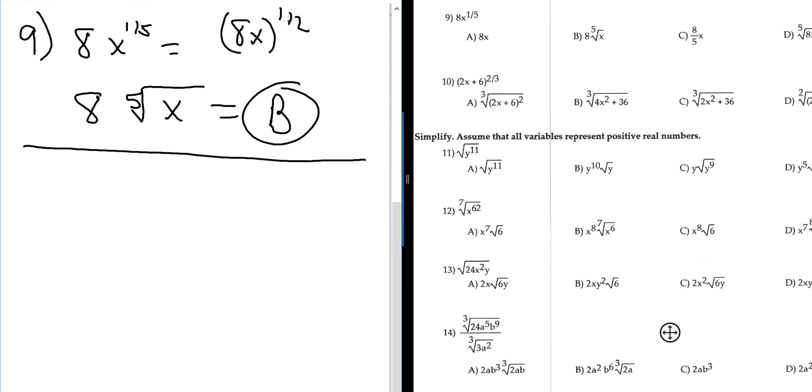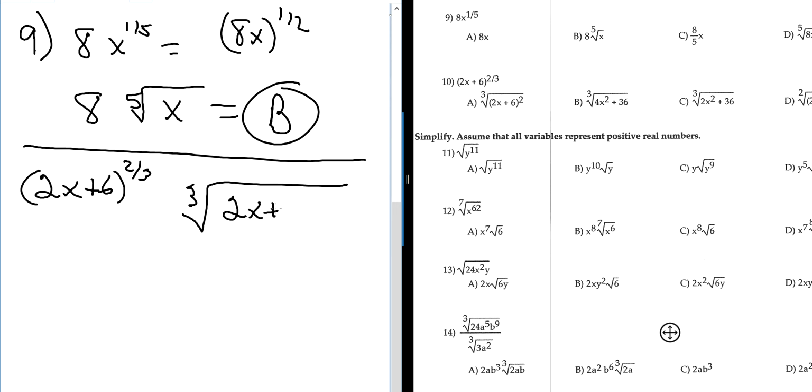Number 10, same concept here. Number 10 is 2x plus 6 raised to the 2/3. Now it's enclosed in parentheses, so it's going to be the 3rd root of this 2x plus 6 raised to the 2nd power. Okay, and what is that, 10? That ended up being A. It looks like it's a match right there. So A is our answer for number 10.